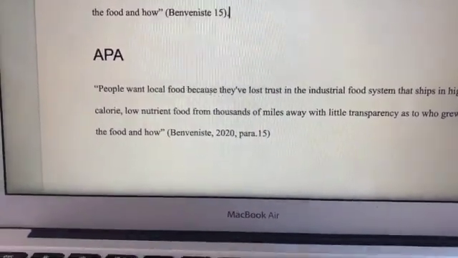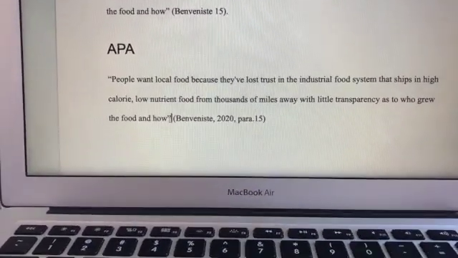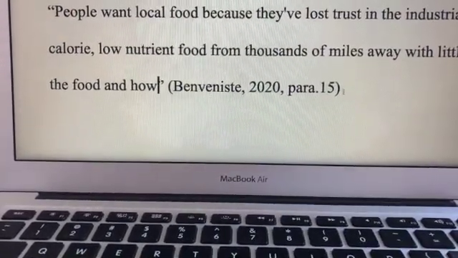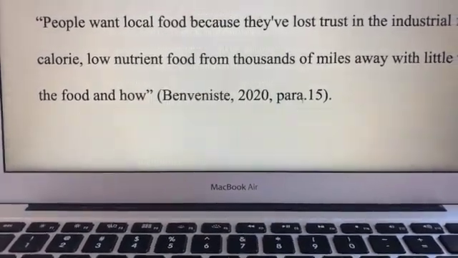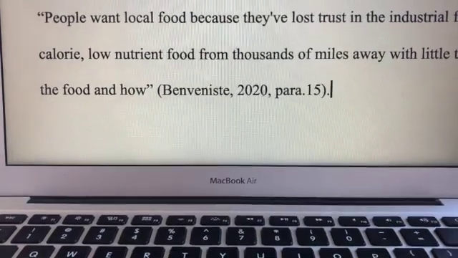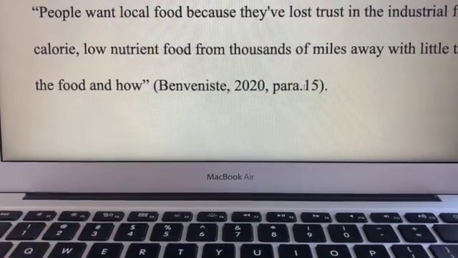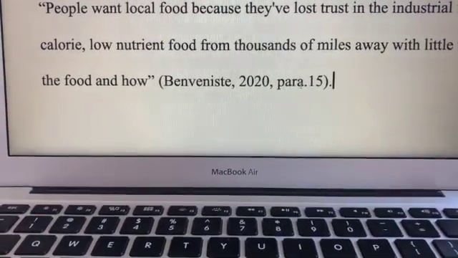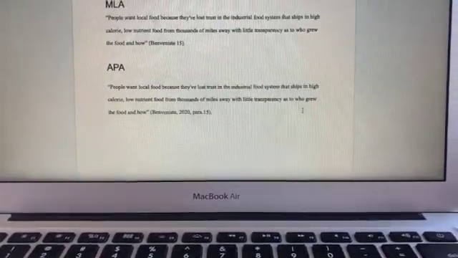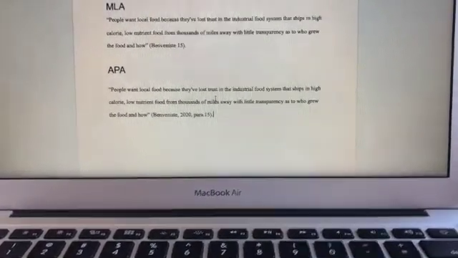Now in APA, it's basically the same concept. So we have the quotation, I mean the evidence here, no period here, but then in the parenthetical citation, oops, let me add that real quick. Okay, we have the author's last name, comma, the year published, comma, and then it would be p. if it was a page number, but in this instance it's a paragraph, so we have to say para. and then 15 for the 15th paragraph. It's very important to follow these minor details because those can cost you huge amounts of points overall.